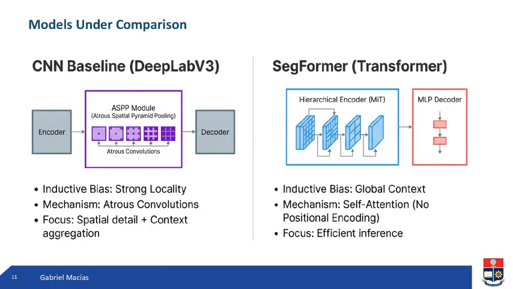Let us now discuss the CNN-based architectures included in our comparison. CNN models typically follow an encoder-decoder design. The encoder extracts hierarchical features through convolutional layers, progressively reducing spatial resolution while increasing semantic abstraction. The decoder reconstructs spatial resolution, often using upsampling operations, combined with skip connections that preserve fine-grained spatial information.